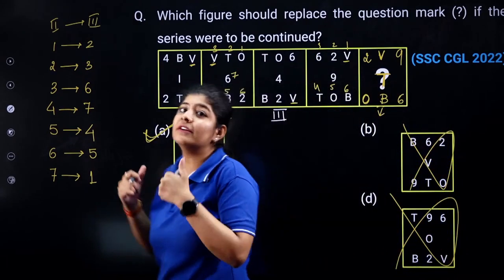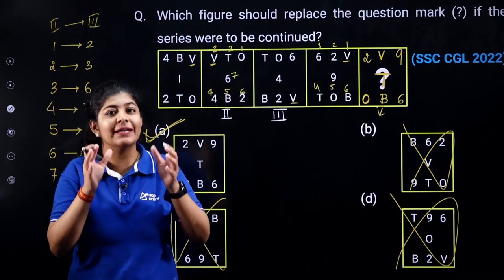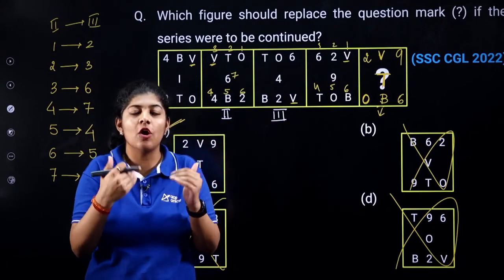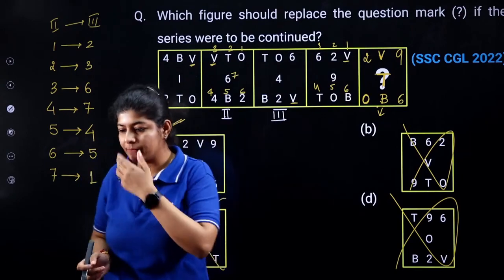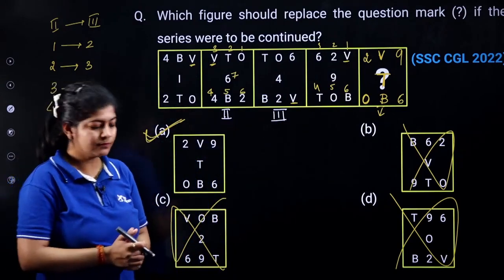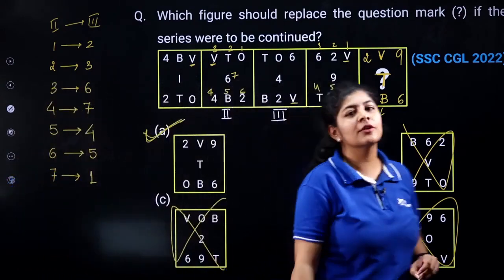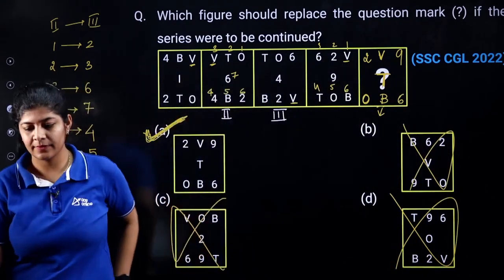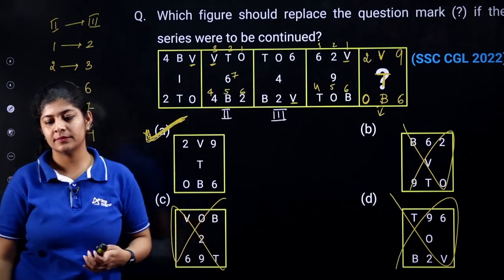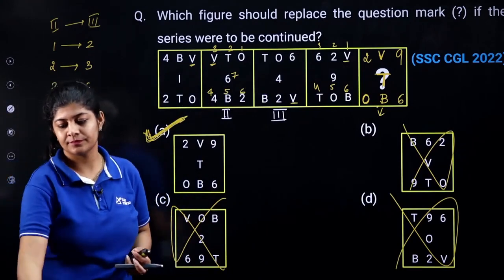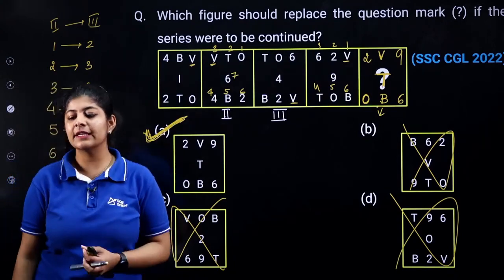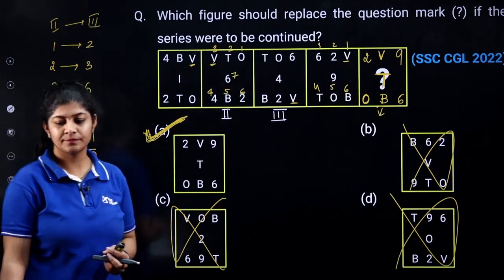We need to identify a few common things or a few fixed patterns in between the fixed entity, and accordingly we will follow in the next one. Is it clear? Is it clear to everyone? The correct answer over here is your option number A. Is it clear to everyone?